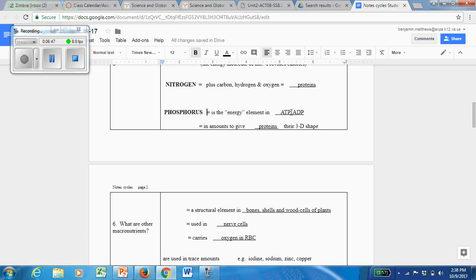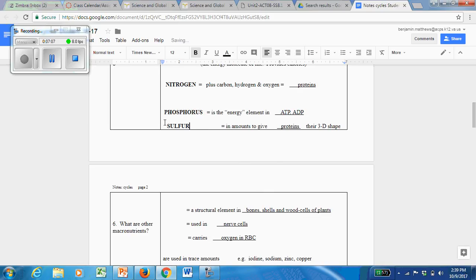That P is really important. So we breathe and we eat to make ATP, to make that phosphorus molecule. And when we break apart that ATP, that gives us energy for life. So phosphorus, of course, is extremely important in just about everything we do. Sulfur.